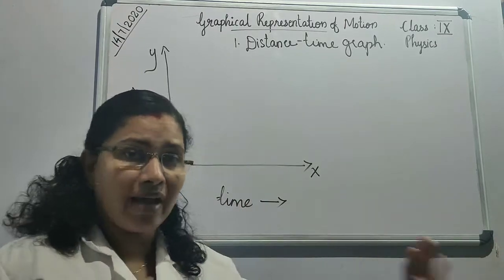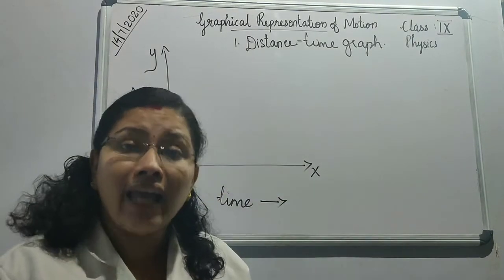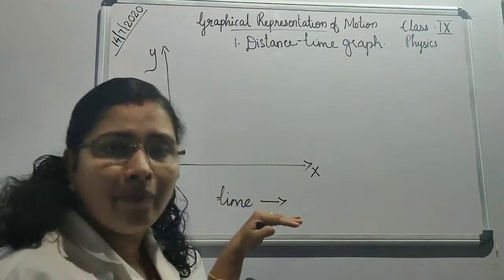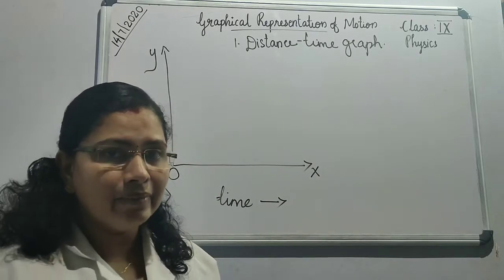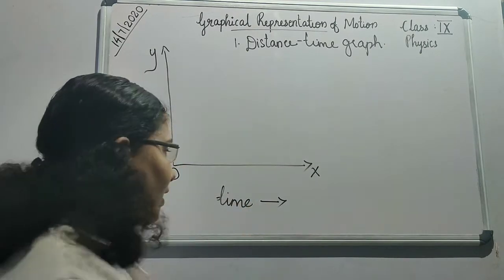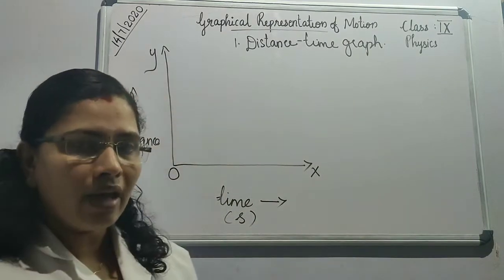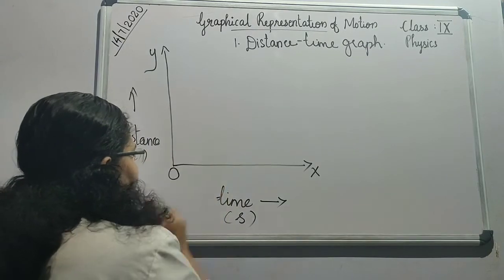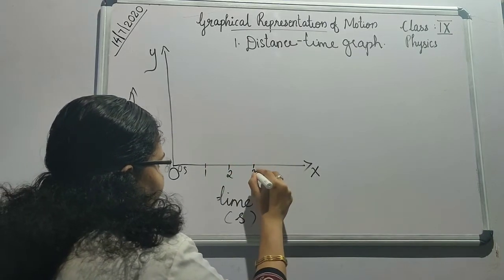With respect to the passage of time, we will be calculating the distance of an object. That means time is an independent variable and distance is a dependent variable. So the independent variable will be taken along the x-axis and the dependent variable is taken along the y-axis. Clear? So distance and time, and we have to mention the unit. Suppose I am taking time in second and distance in meter. I am calculating the position of an object in meter.